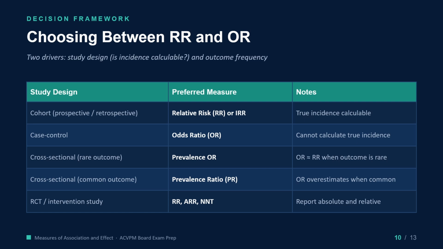Outcome frequency is the second consideration. As we covered earlier, when the outcome is rare, less than about 10%, OR approximates RR. When the outcome is common, OR diverges from RR and overestimates the magnitude of association. In cross-sectional studies with common outcomes, the prevalence ratio, analogous to RR, may be more appropriate than the prevalence OR.